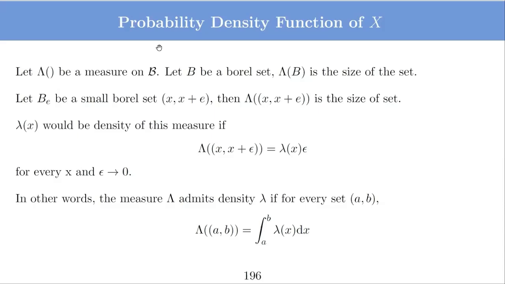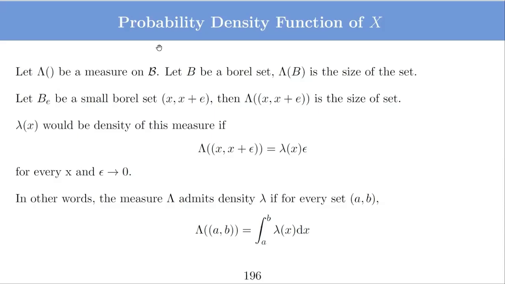We say a measure capital lambda admits density small lambda if for every set (a, b), the measure of that set is equal to the integration of the density with respect to dx. If you can find such a function so that you can compute the measure of any set (a, b) by computing this integration, then this small lambda x would be the density of the capital lambda measure.